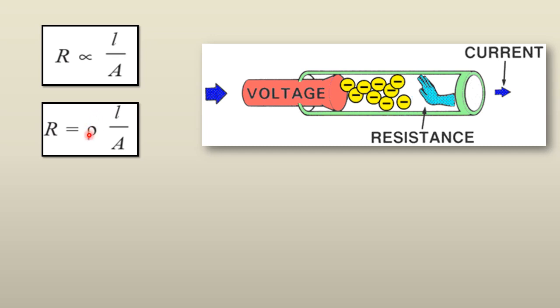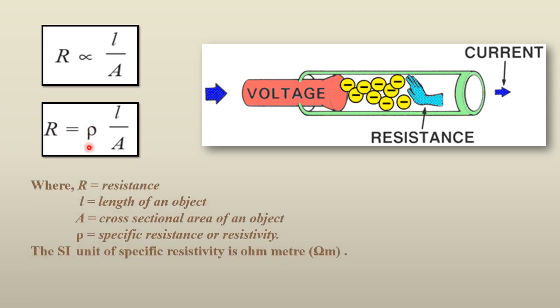Now to make the proportionality sign equal, we multiply this with the resistivity constant, which is also known as specific resistance. So R equals rho into L by A, where rho is the specific resistance or resistivity. Now, what will be the SI unit of specific resistance?